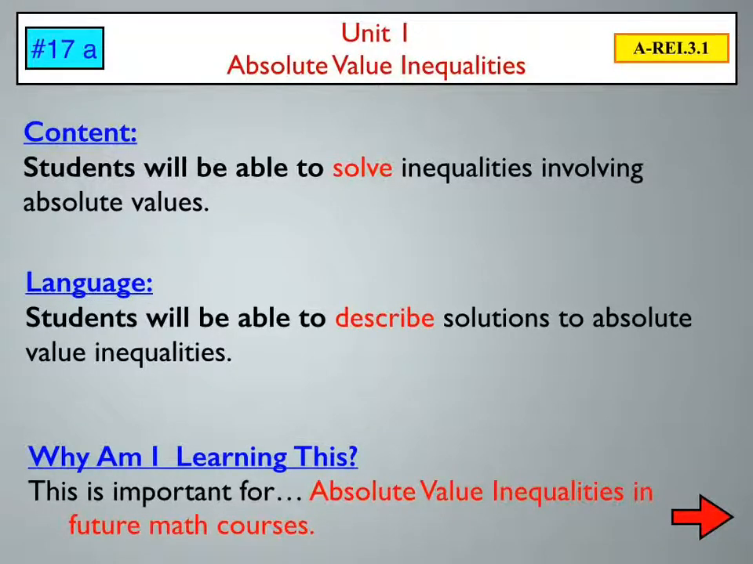Today, Lesson 17a, Solving Absolute Value Inequalities. So, essentially, this is the last lesson of Unit 1. And it relies on basically two things that we've already learned. One of them is solving absolute value equations. Similar to that, but also similar to compound inequalities. So if you put those two things together, that's what solving absolute value inequalities is all about. So today: solving absolute value inequalities, describing solutions to our answers, and the typical why am I learning this?